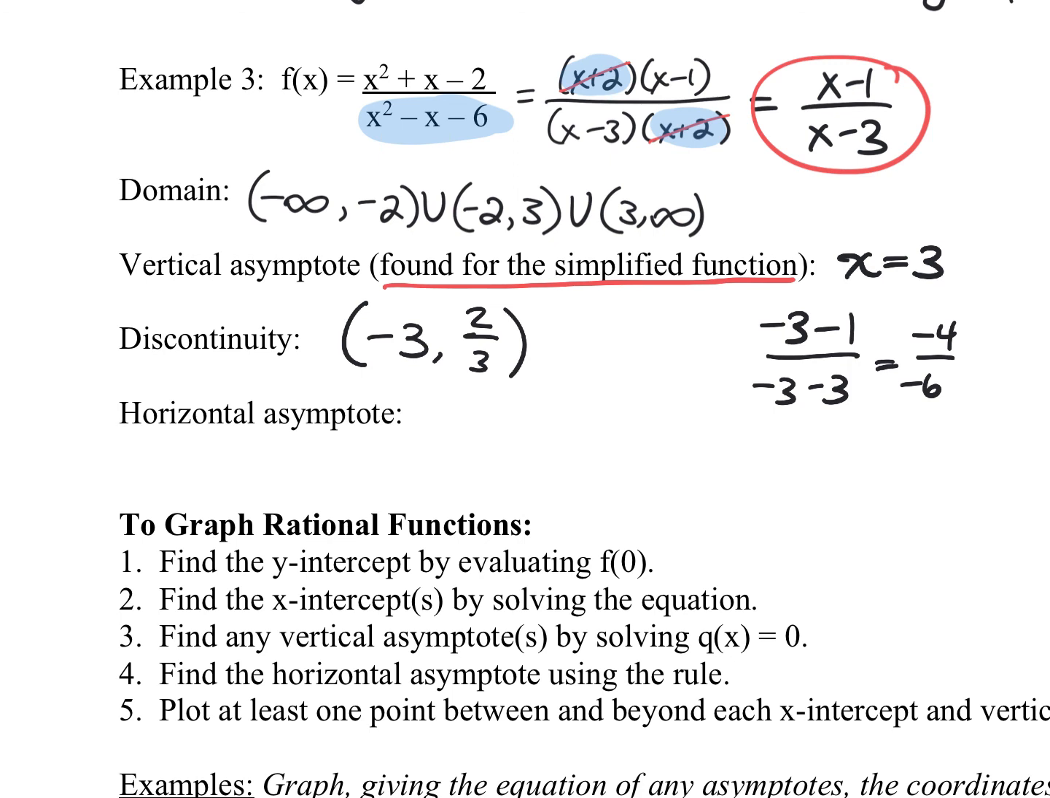The relationship between the degrees of the numerator and denominator is that the numerator degree equals the degree of the denominator. So our horizontal asymptote will be 1 over 1, which we would simplify obviously down to 1.